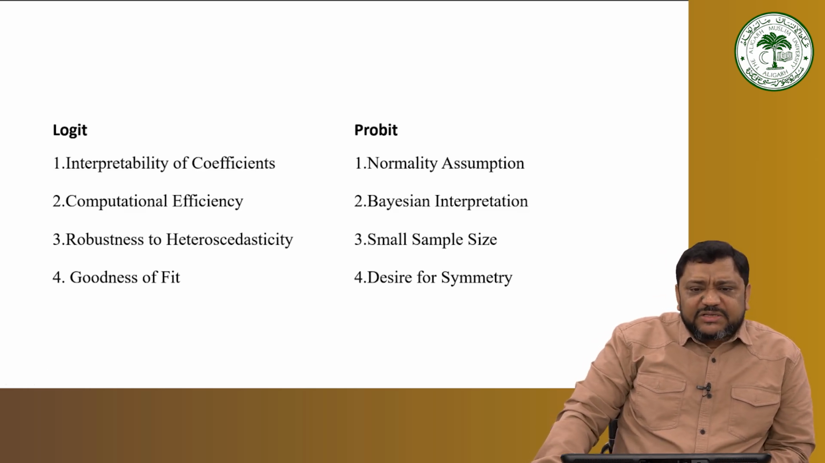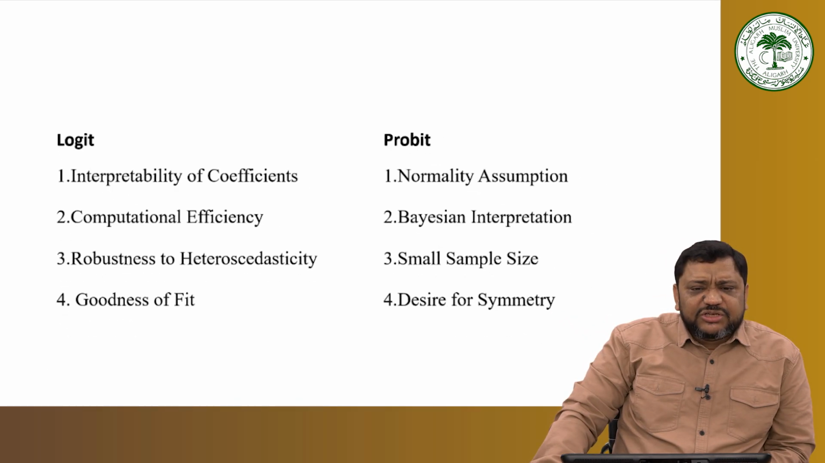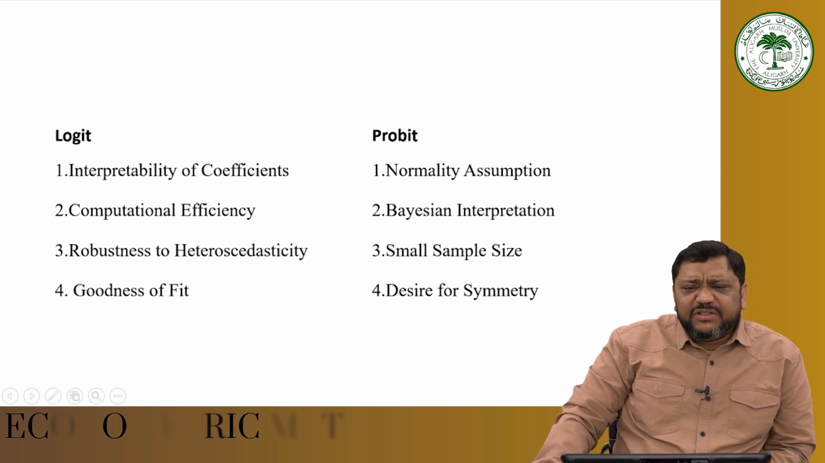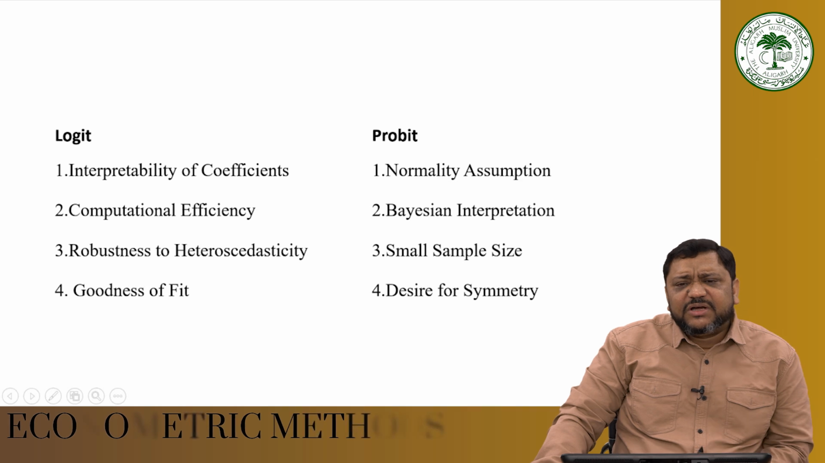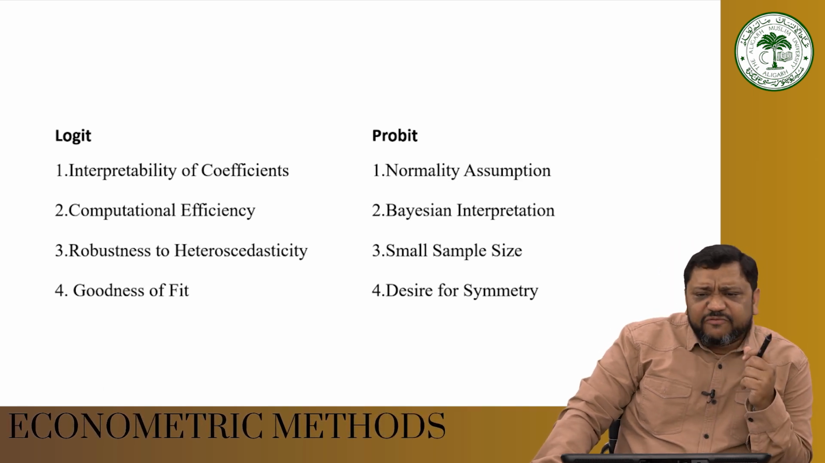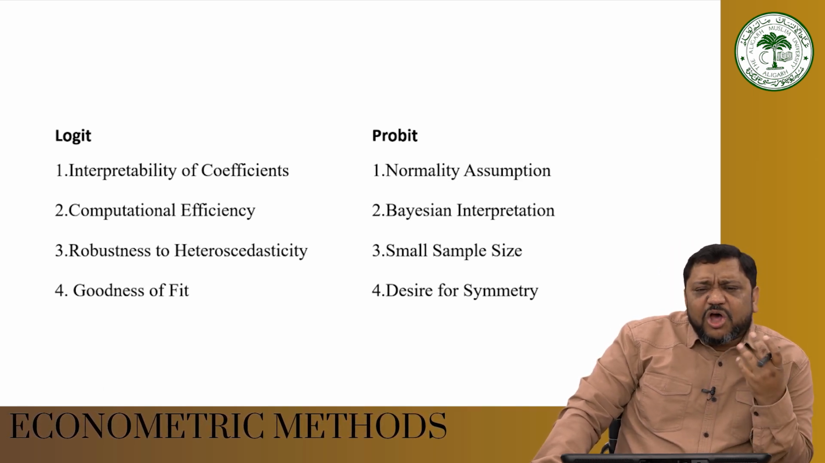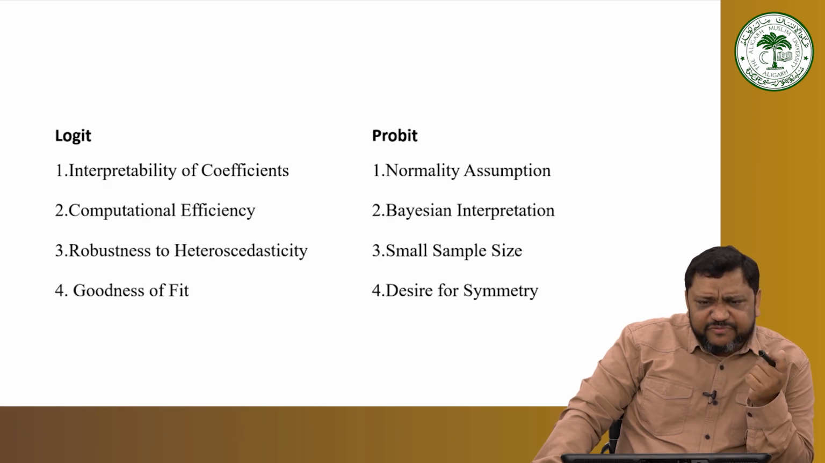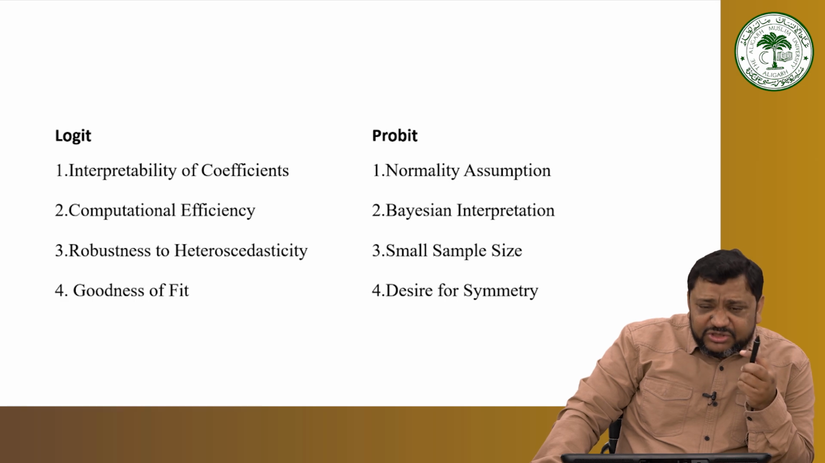Now a question arises: when to use logit and when to use probit. What is the difference between these two? We can see the difference in terms of, say, interpretability of coefficients. Logit models provide coefficients that are interpreted in terms of odds ratios. If interpreting results in terms of odds ratios is preferred or makes more theoretical sense, then the logit model might be appropriate.